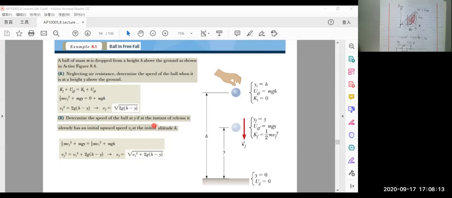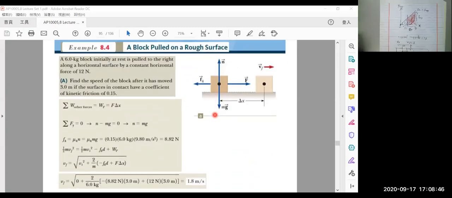And if you are asked to determine the speed of the ball at y, if the sphere is initially having a velocity vi, you just need to change, in this case, the initial kinetic energy. The calculations use exactly the same equations, but the form may be slightly more complicated. So not much of a difficulty, I believe, for most of the students. Next example, this is a block that is pulled along a rough surface. It might be a little bit more challenging.